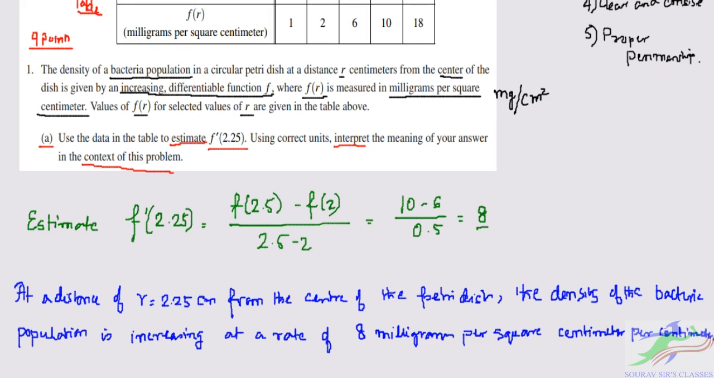For this estimation part, you found the value 8. So this is 1 point. And you have interpreted the result with units, milligrams per square centimeter per centimeter, so that is 1 point. So in part A we have a cumulative 2 points. Now let's go to part B.